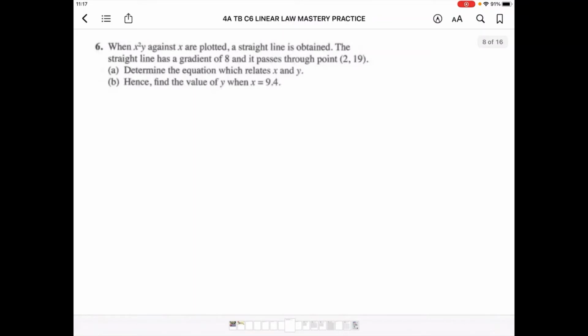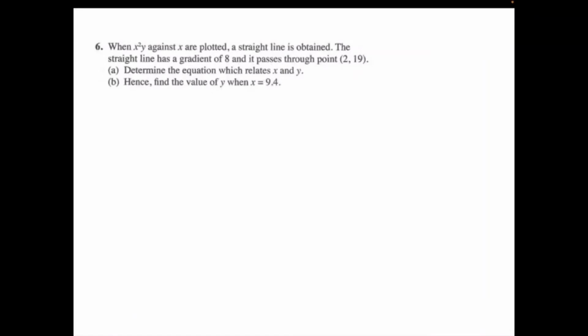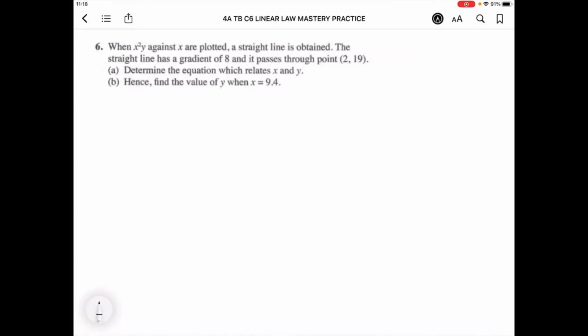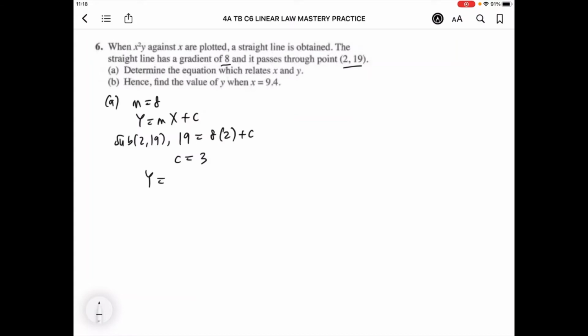But they mention that it has a gradient of 8 and it passes through this point. So we know number 1, the gradient is 8. If I use y equals mx plus c, I can sub in 2 and 19. My y is 19, my m is 8, my x is 2. I want to find my c. My c is 19 minus 16, c is 3. So my big Y is now m, which is 8, x plus 3.